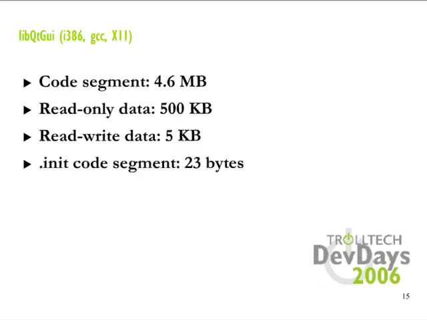Now, let's look at Qt specific. I'm just going to brag a little bit about Qt. I just built Qt on a normal Ubuntu box for i386 with GCC and of course the X11 edition. If you build libQtGui, you get a code segment of 4.6 megabyte. That is just plain code. Then you get read-only data of around 500 kilobyte. Those are usually small icons and all the strings that are in there and all the other stuff. You get some read-write data, 5 kilobyte, and the init code segment of 23 byte. The init code segment is the code that has to be executed when you load the library into memory.